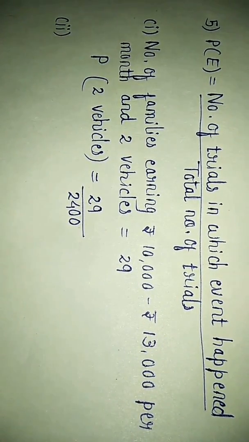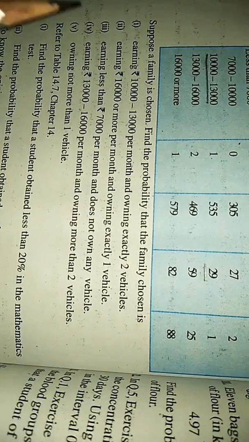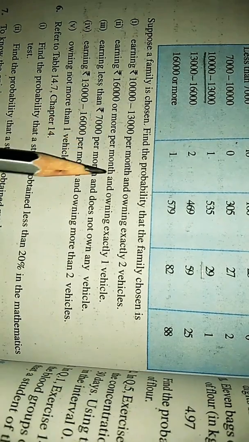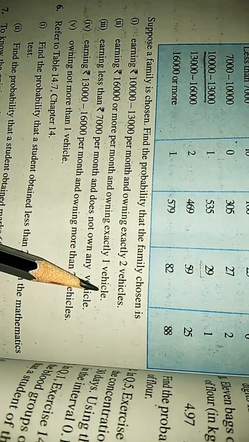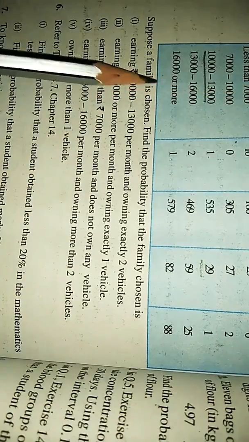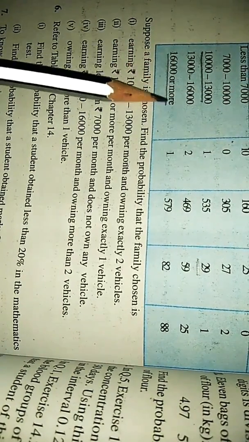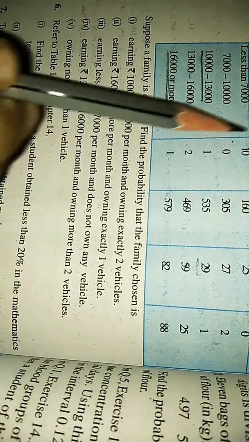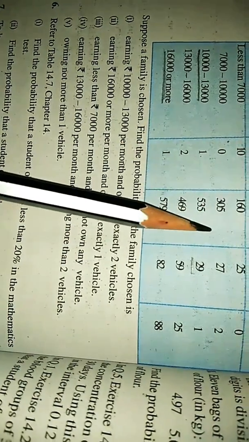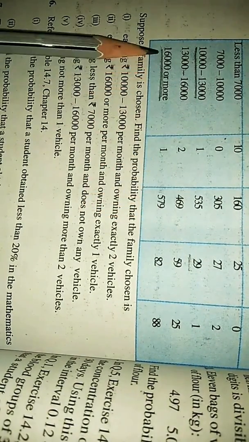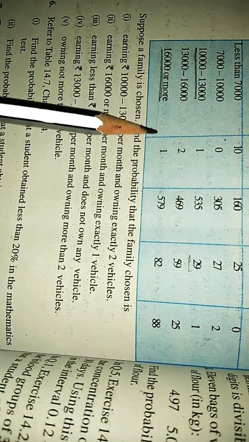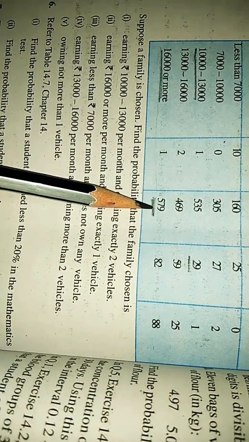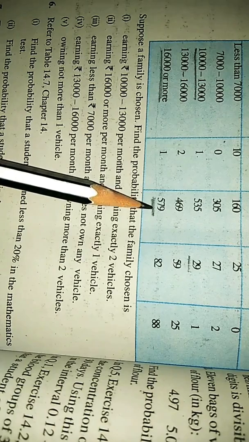Now let us see the second. Second is earning rupees 16,000 or more per month and owning exactly one vehicle. Now in this column, where is 16,000 or more and owning exactly one vehicle? This column is for 0 and this column is for one vehicle. According to 16,000 we will see where it is. This is the column for one vehicle. So what is the number of families who have exactly one vehicle?